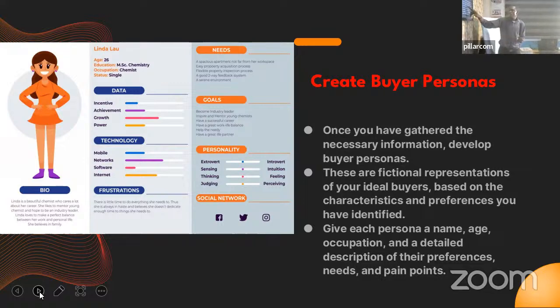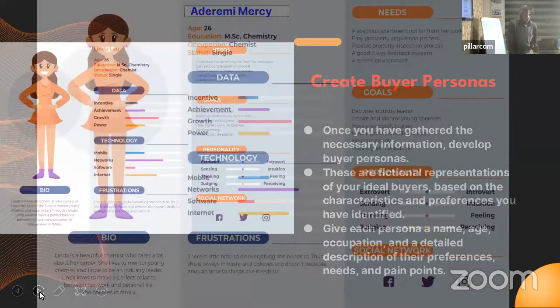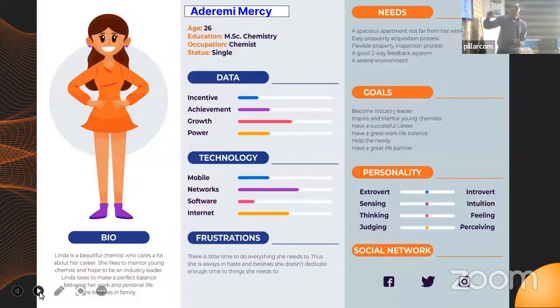Now, give each persona a name, age, occupation, and a detailed description of their preferences, needs, and pain points. For each persona that you create, you are going to identify some of these things. And here is how we do it.